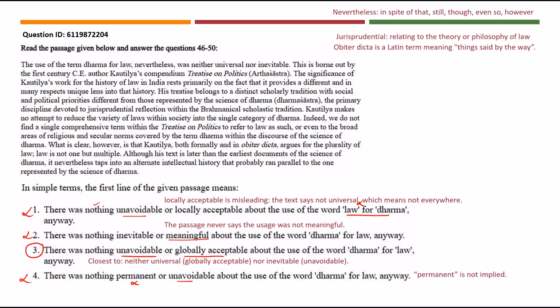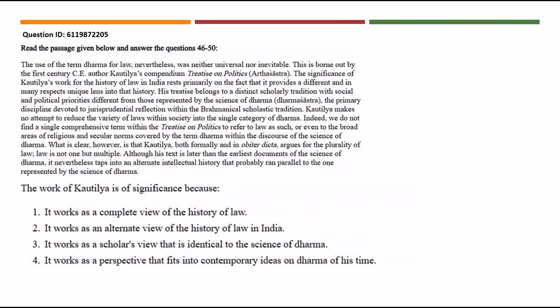What is wrong with option 4? Permanent is not implied here. They have just mentioned universal only. Next question. The work of Kautilya is of significance because. The question means the work of Kautilya is of great importance because. It works as a complete view of the history of law. It works as an alternate view of the history of law in India.